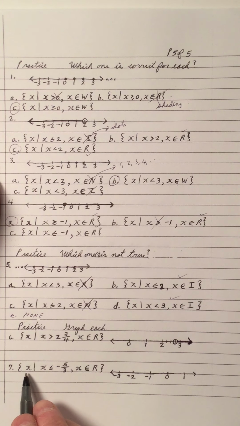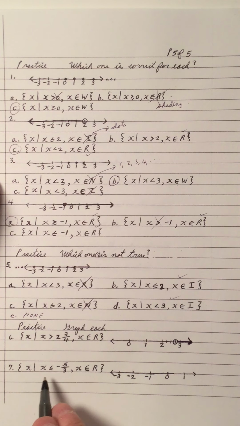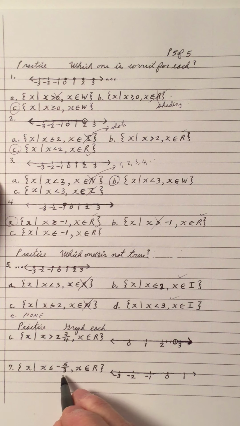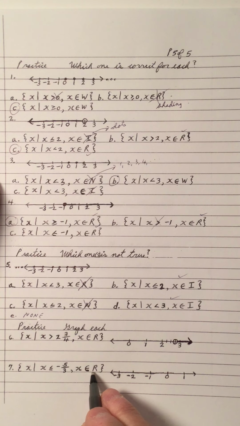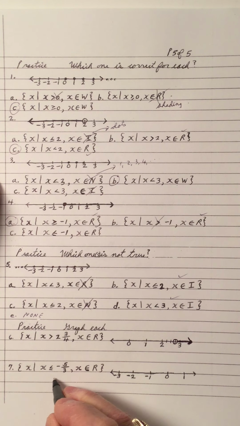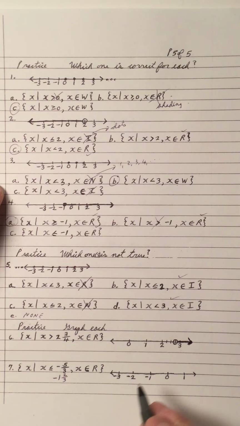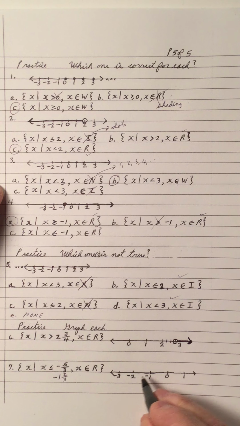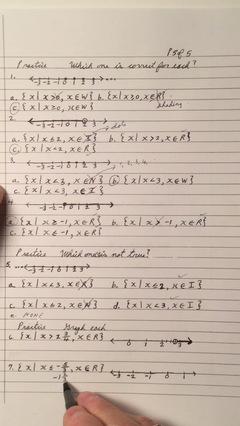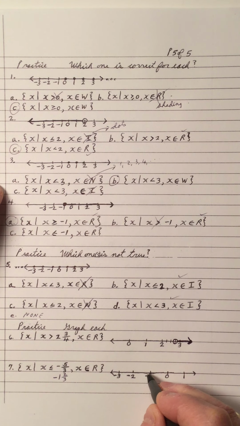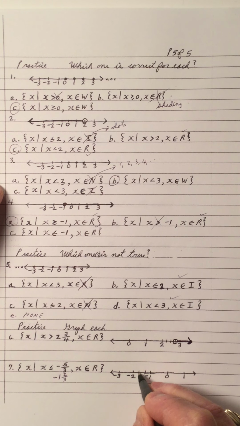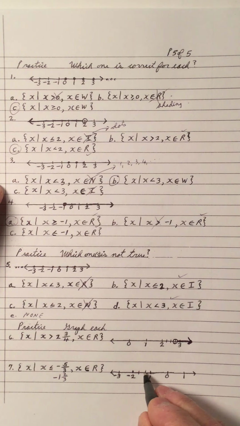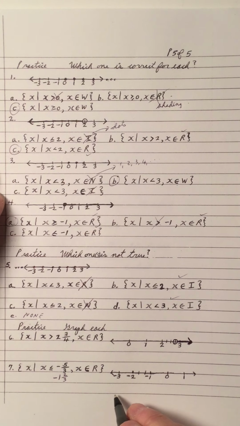Number 7, we have the set of all x such that x is less than or equal to -5/3. Reals are shading. So -5/3 is a negative. 3 into 5 goes once, 2 left over. So it's -1 2/3. There's a -1, there's a -2, so that means it's divided into 3 pieces: that's -1, 1/3, 2/3, 3/3.